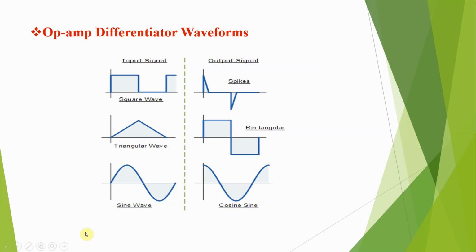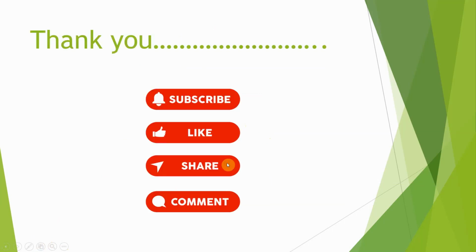When a square wave is applied, the output is spikes, positive and negative spikes. When a triangular wave is applied, the output is a rectangular wave. When a sine wave is applied, the output is a cosine wave. Meaning the output is the derivative of the input signal.